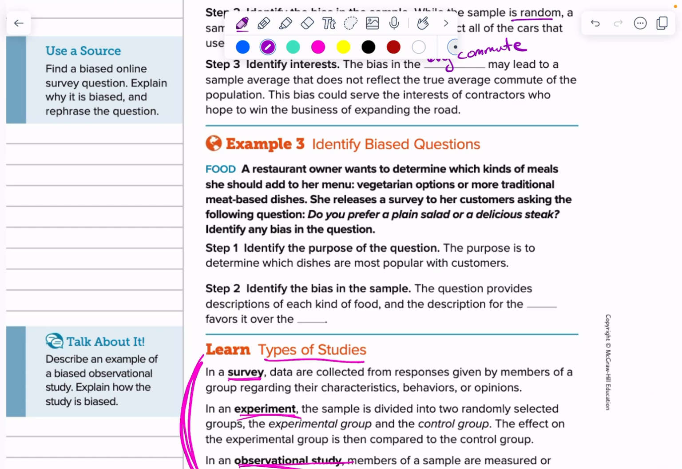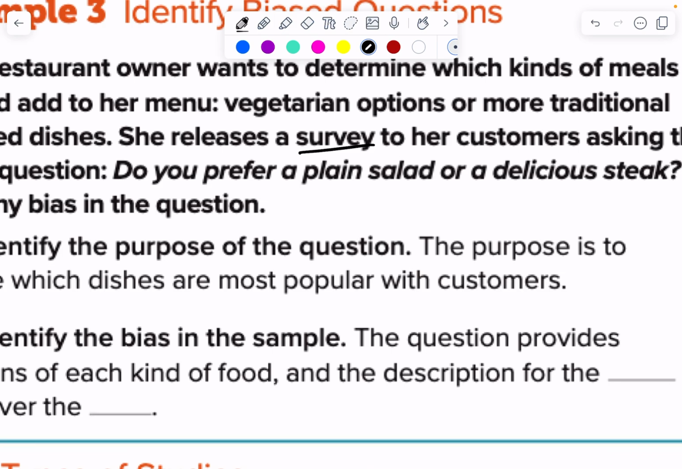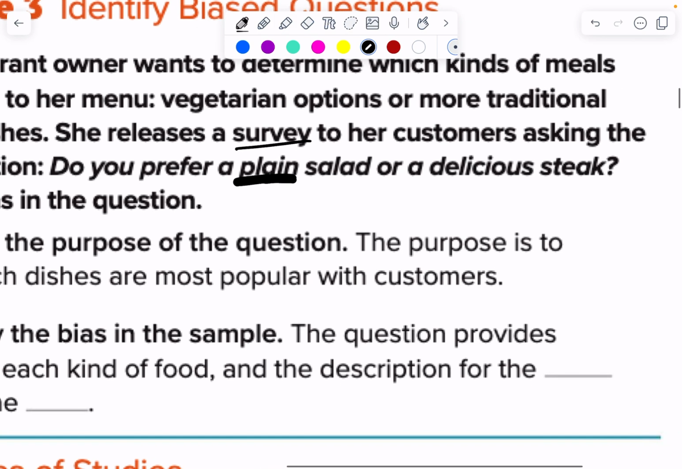All right, next thing. A restaurant owner, and we're identifying bias here. A restaurant owner wants to determine which kind of meal she should add to her menu, a vegetarian option or a more traditional meat-based one. Here is the survey that she sends out. It says, do you prefer a plain salad or a delicious steak? How could that be misleading or biased?